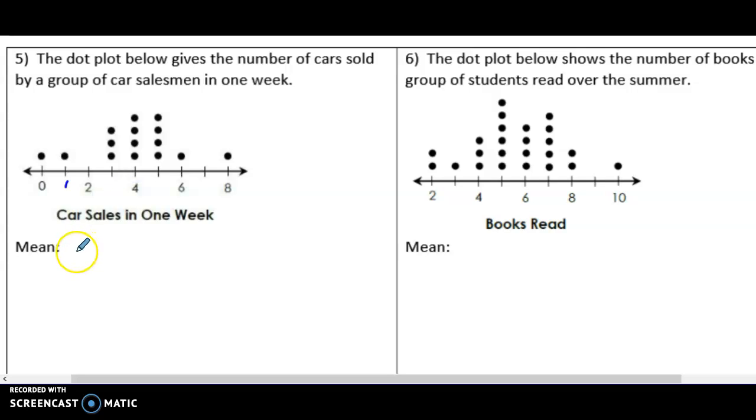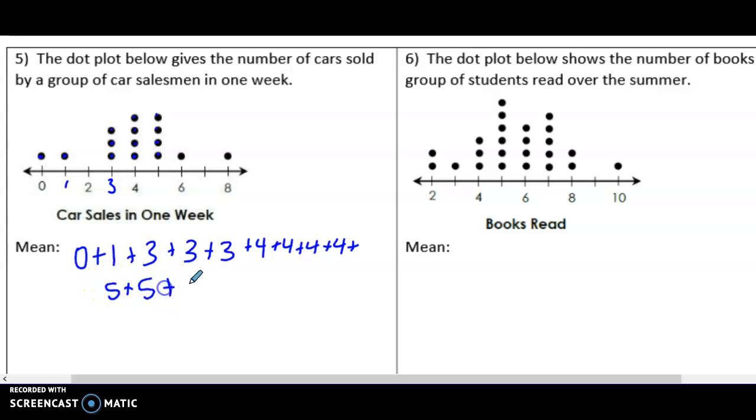All right. So first of all, for the mean, I'm going to just add them up. So 0 plus 1. So every time I have a dot, I need to put a number down. So here, this is 3. There's actually 3 3s. So I need to put 3 plus 3 plus 3. At 4, there's 4 4s. So I'm going to add up 4 times. Okay, there's 4 5s. I'm going to have to go to the next line here. 1 6 and 1 8. Okay, and then divide by how many dots there were.